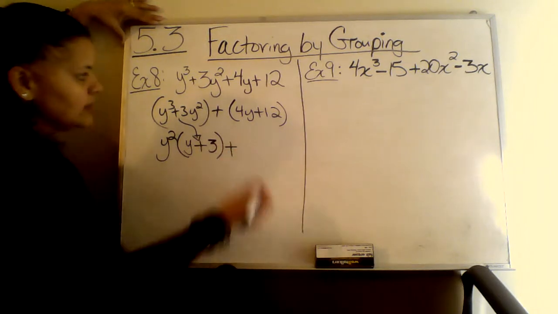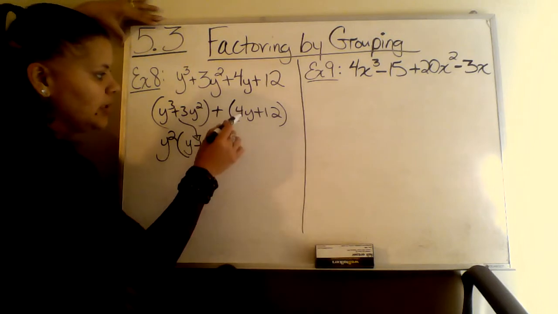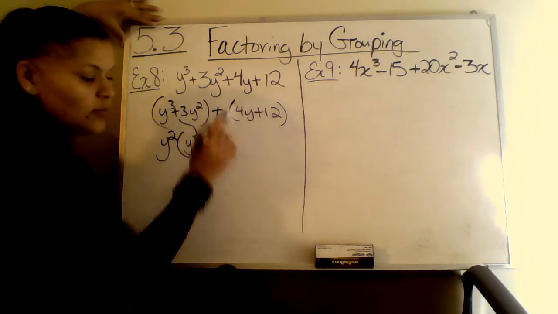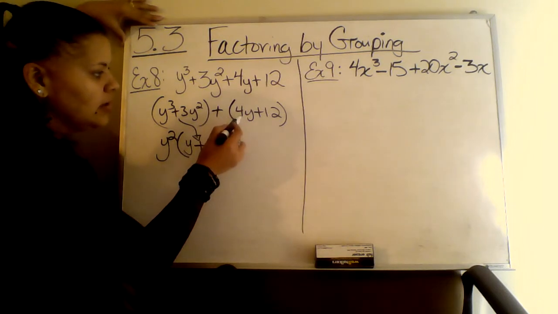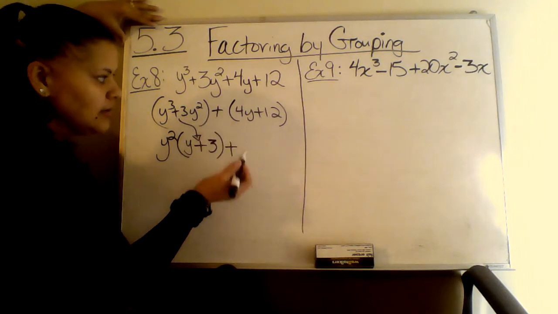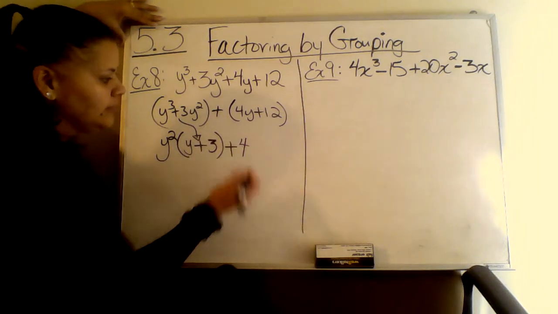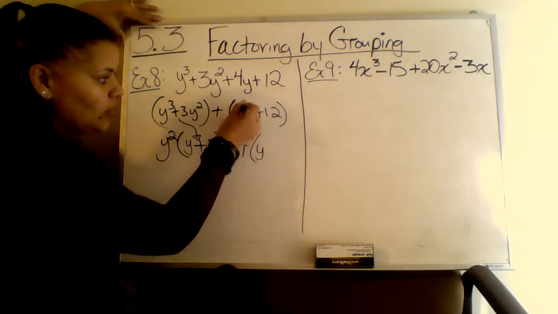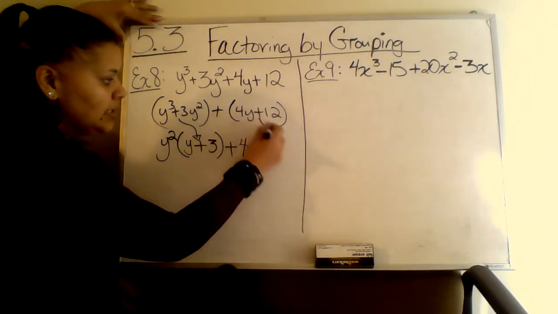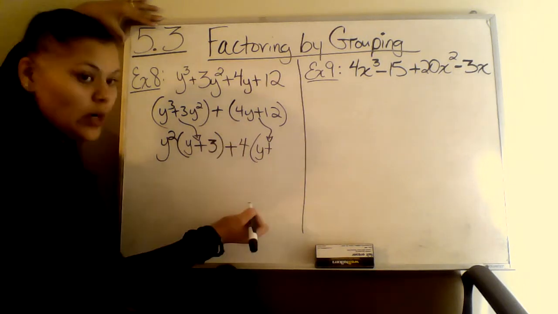Then plus 4 and 12. Remember, your number will never be bigger than the smallest number in the problem. So we have 4. Does 4 go into 4? Yes. Does it also go into 12? Yes. So your factor is 4. Now they don't have a y in common, so I just write it down. 4 times y is 4y. Bring down the plus sign. And then 4 times what gives you 12?